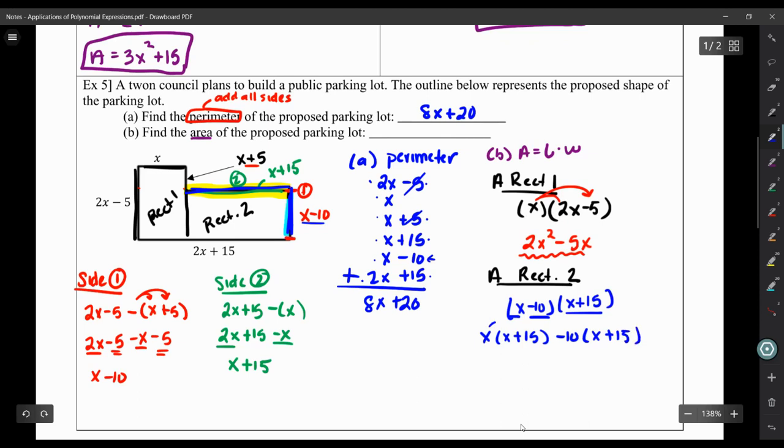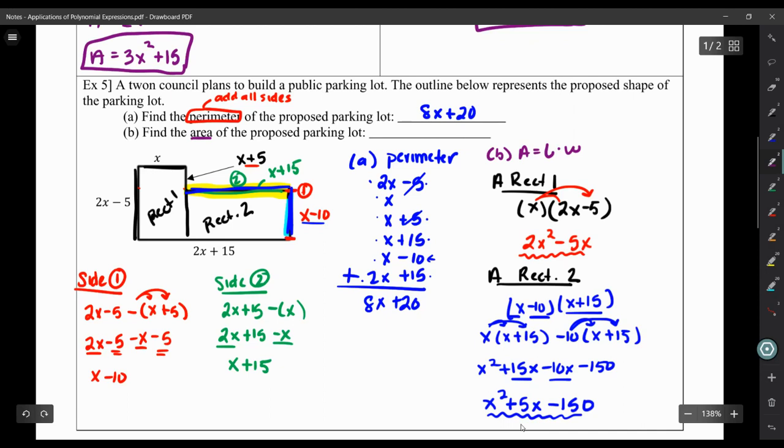And we distribute. So x times x will make x squared. X times 15 will make 15x. Negative 10 times x is negative 10x. And negative 10 times 15 is negative 150. Combine like terms. So 15x and negative 10x can be combined to make 5x. And this is the area for rectangle 2.